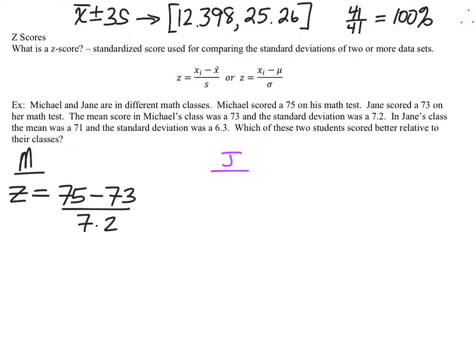So Jane got a 73, right? And her class average was 71 with a standard deviation of 6.3. All right. So z would be 73 minus 71 over 6.3. All right, so both had the same exact deviation from the mean, but since Michael's class is more spread out, that's going to impact his standing in the class compared to Jane's standing. So 2 divided by 7.2, we're talking about approximately 0.278. And then for Jane, 2 divided by 6.3, we're talking about 0.317.